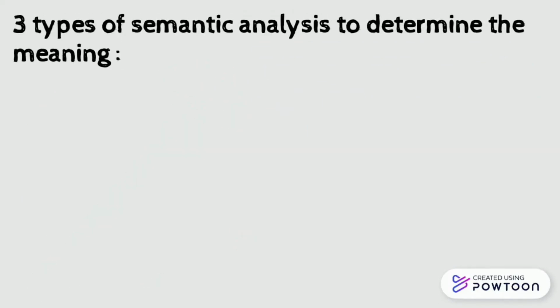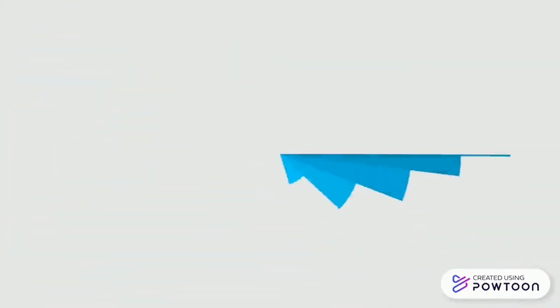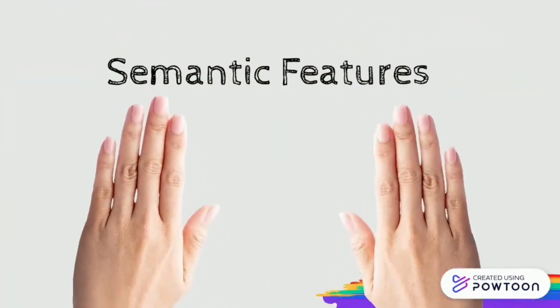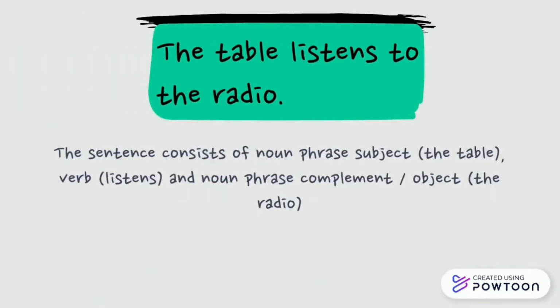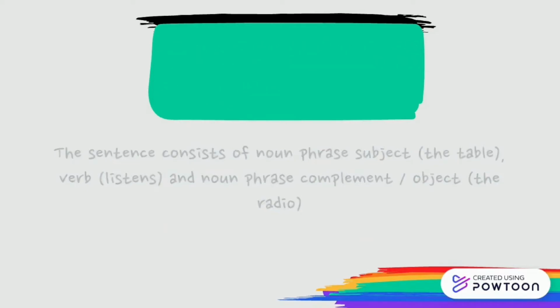There are three types of semantic analysis to determine the meaning. The first one is semantic features, followed by lexical relations and semantic roles. Semantic features refer to words as containers of meanings. For example, the table listens to the radio. The sentence consists of a noun phrase subject, verb, and noun phrase complement. It is syntactically good, but when you read through the sentence, you may find it is semantically odd. The table is not a living thing. A non-living thing cannot listen to the radio.